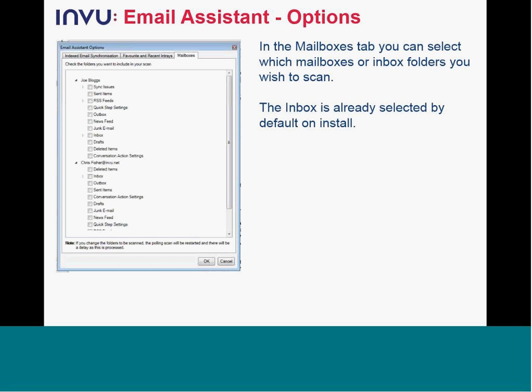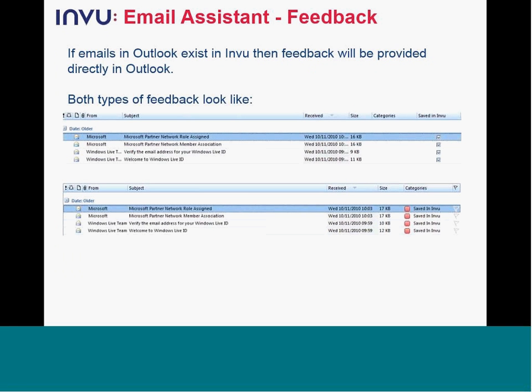The tab in the middle, favorite and recent in trays, just allows you to add or delete favorites and clear out your recents. There's very little to show on that one. So I mentioned that the feedback in Outlook, if you're using a column, you will see a little tick box appear in that column, and also if you're using categories, it will tell you whether or not it's saved in Invu. So this slide basically just gives you a visual aid to help you understand what I was talking about.